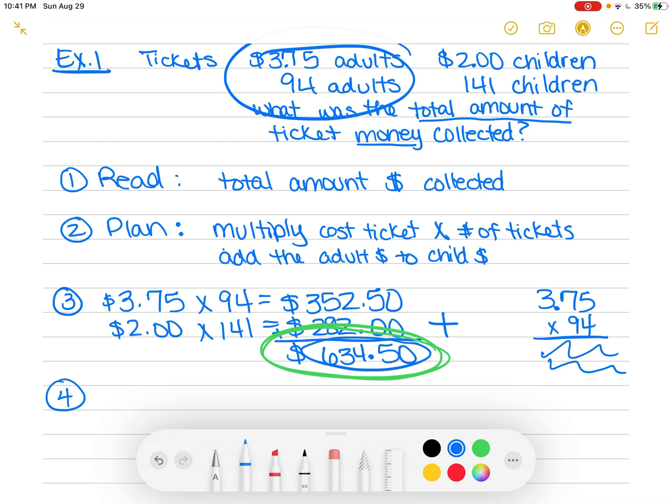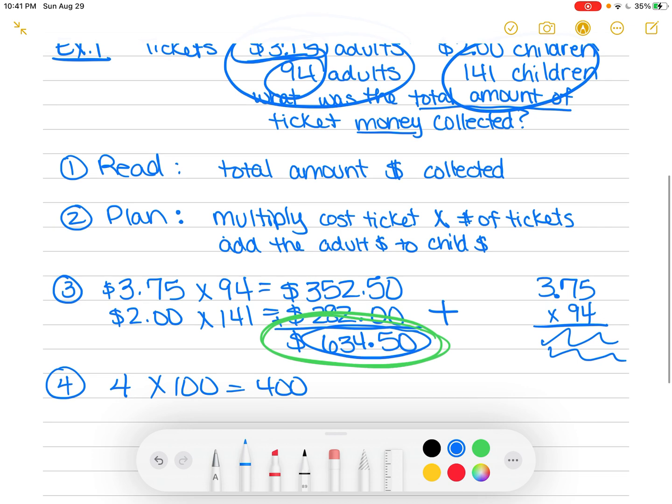So I say $3.75, that's close to $4, and 94 adults is close to 100, right? So I say 4 times 100 is about 400. And then over here when I do the children, I have $2, so that's just 2, right? And 141 is close to 150. Now notice I went over on every number, right? So 2 times 150, I could do that in my head, 300. And when I add those 2 together, I get 700.